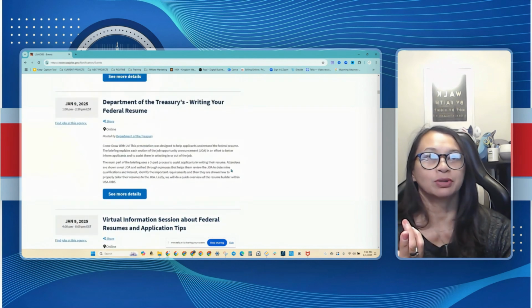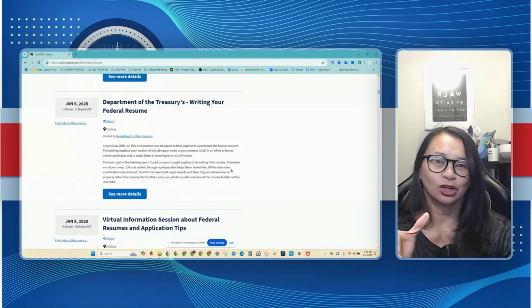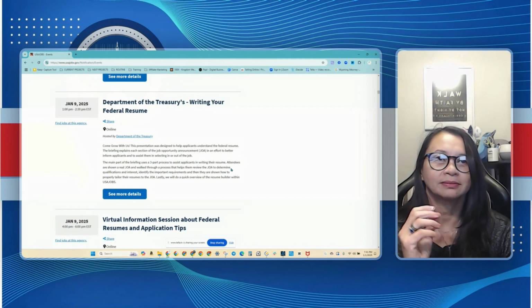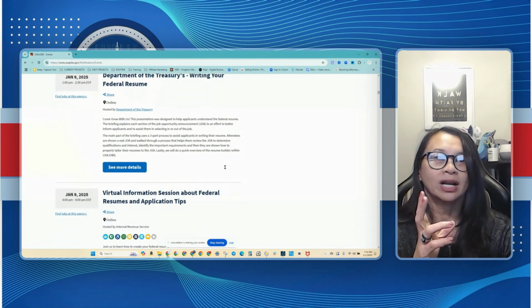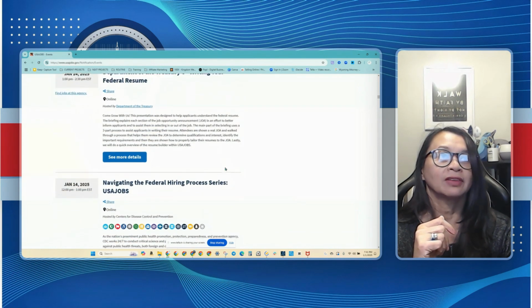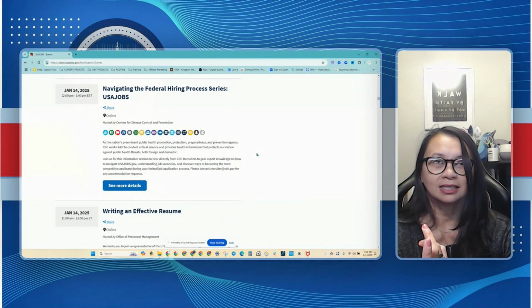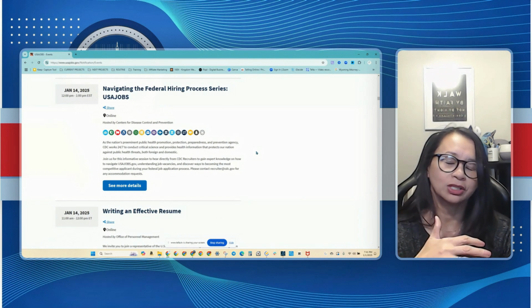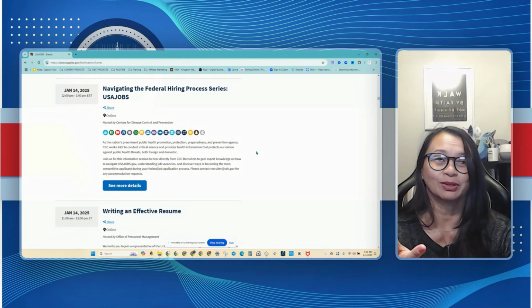This one's for Department of Treasury, writing your federal resume. My fiance is a nurse, so their resume is completely different from other GS employees. That will encompass at least 10 years, but for them, they want 2 pages and they don't like gaps. So that's something you might have to take a look at and see what agency you want to apply for, and then get those resume tips. They also go over the hiring process. They give it to you from the perspective of someone that's looked at the resume on the other side and somebody that's gone through the process itself.